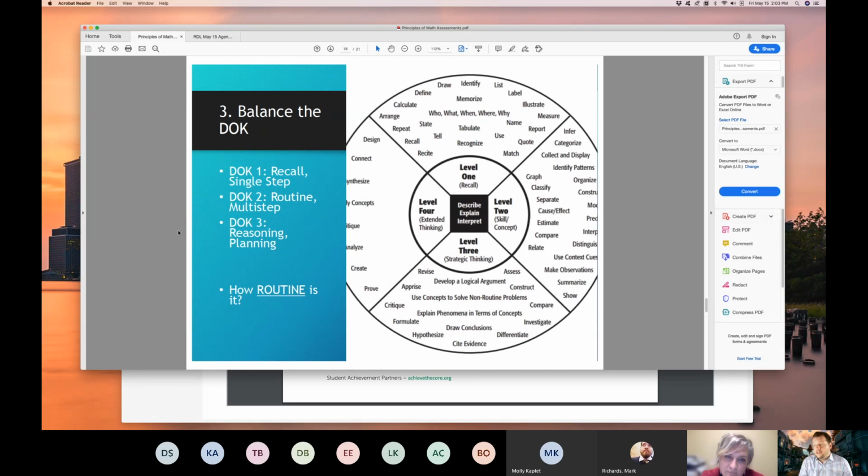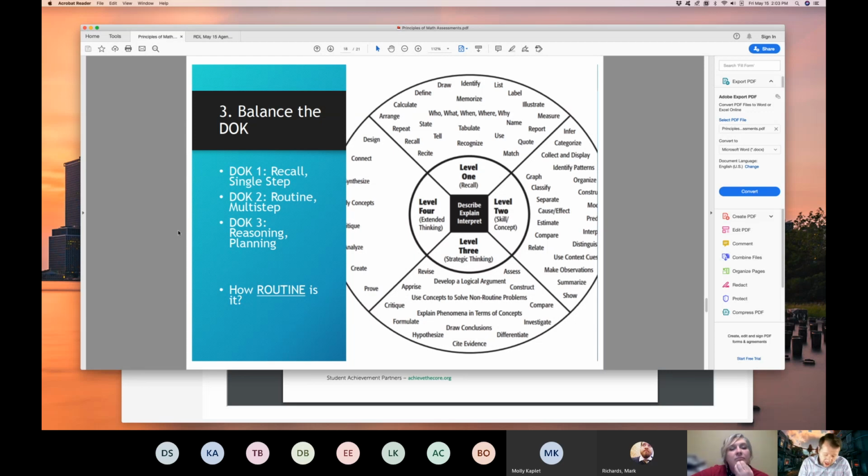And when we're looking at these things, for depth of knowledge 1, we're looking at the recall, the single step type things. For DOK2, we're looking at routine. They're still very common problems, but they're multi-step. And this is always a question that comes up. When we're talking multi-step, we're not doing the same thing over and over again. That's just us doing the same thing over and over again. We're talking about 2 different mathematical things going on in the problem.